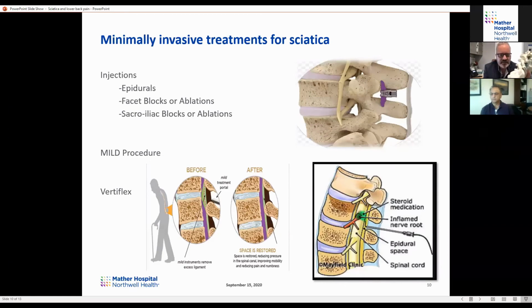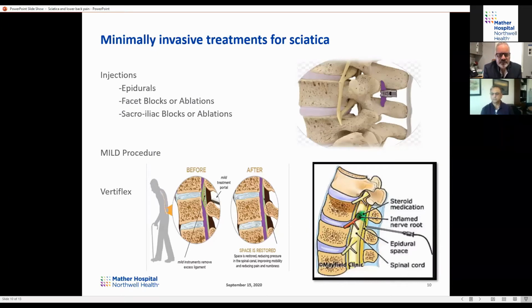The mainstay of that treatment is to get steroid around where the disc herniation or stenosis is. Like I said, it's been around for 100 years. We do plenty of these at the pain center at Mather, and it is very effective, at least for a short amount of time, to get your pain under control.